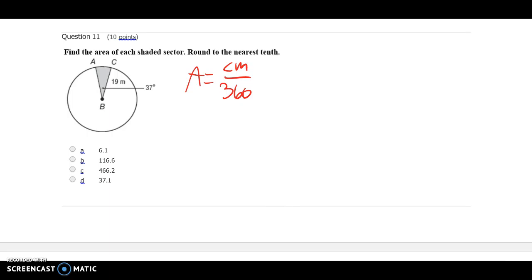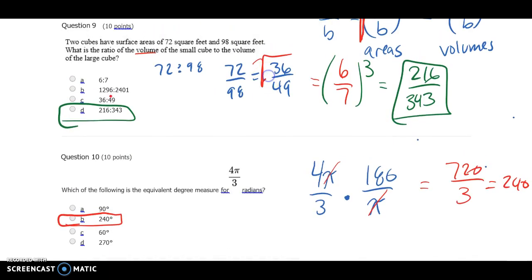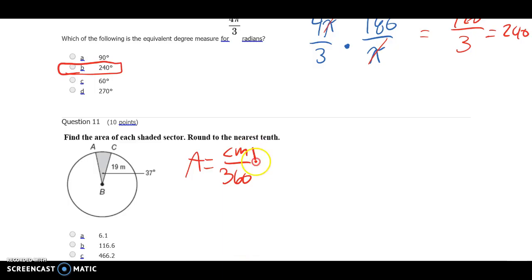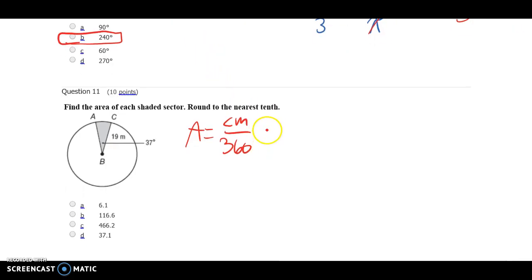So times pi r squared, right? Because it's the area of a circle. This would give us the area of this whole circle. And then this fraction right here tells us what part of the circle we want. Well, we just want 37 degrees out of the full 360, or whatever your measure of your angle is. Okay, and that's how that formula works.